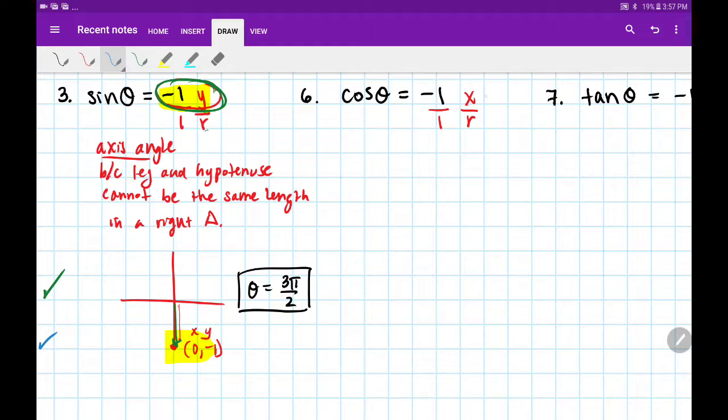Well, look at your letters. We have an x being 1, a length of 1, and then r, a length of 1. Since x represents the leg and r represents the hypotenuse, they cannot be the same length in a triangle. Therefore, we have again an axis angle. So we just have to figure out which axis. At 0 degrees, pi over 2, pi, or 3 pi over 2. Well, specifically, we need to go to where x is equal to -1.